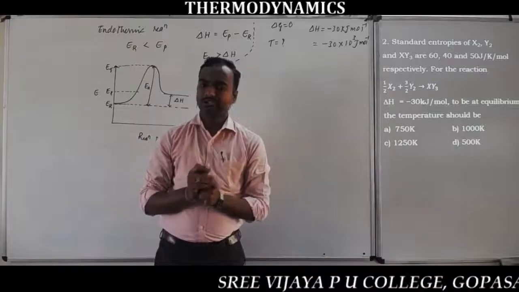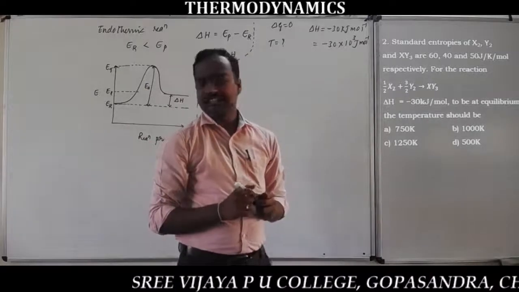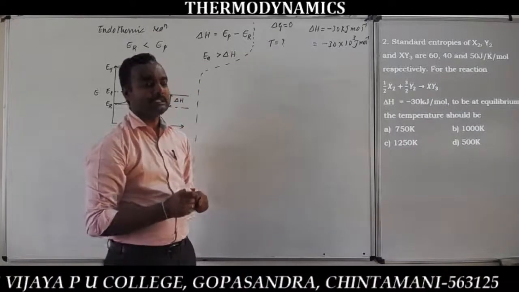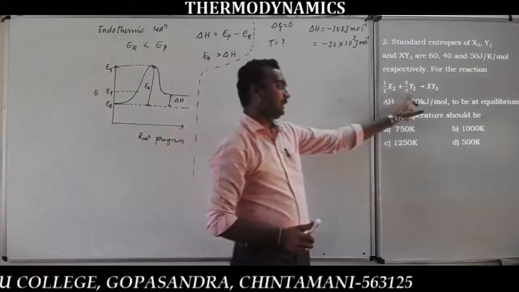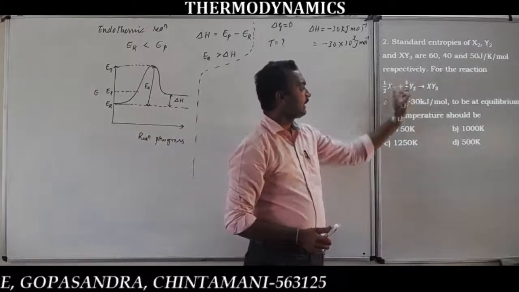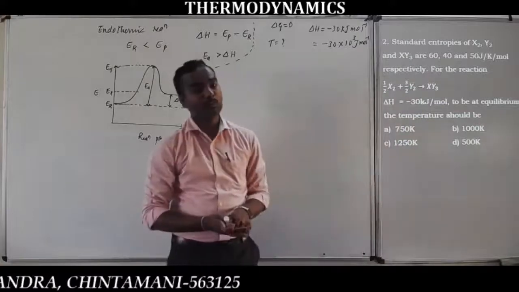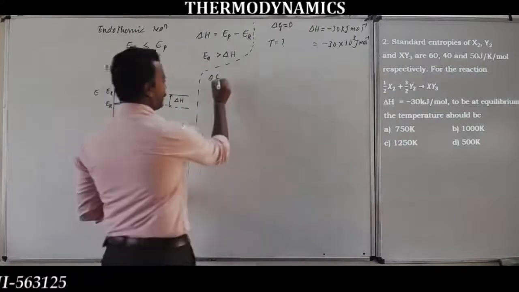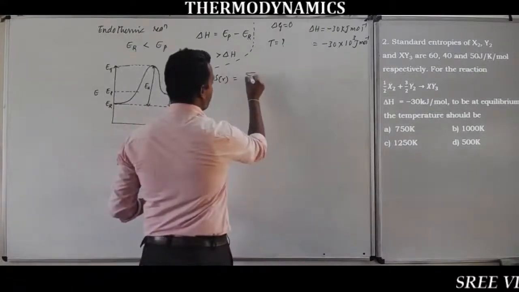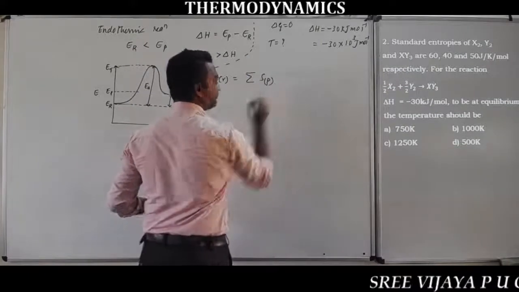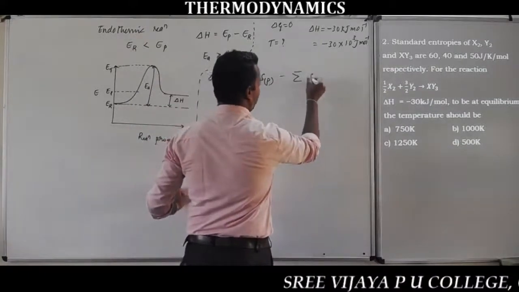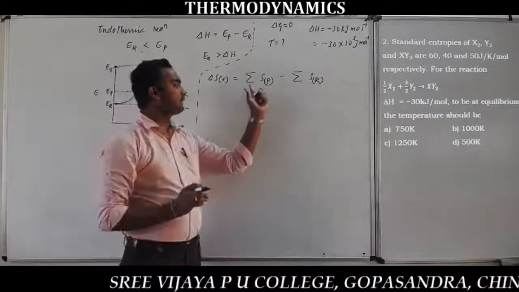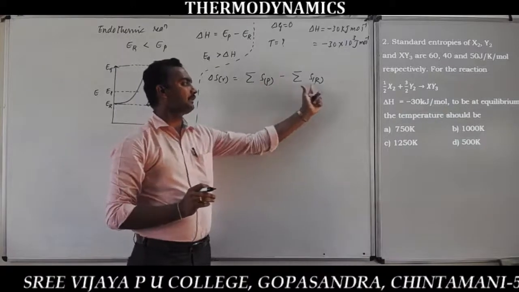We know the important equation: delta G is equal to delta H minus T into delta S. To find T, we have to know one more important term, that is delta S. We have to find delta S for this equation. They have given the entropies for each and every reactant and product. So to calculate it, the entropy change of the reaction is equal to the summation of entropy of products minus the summation of entropy of reactants, as I have already discussed in the synopsis.